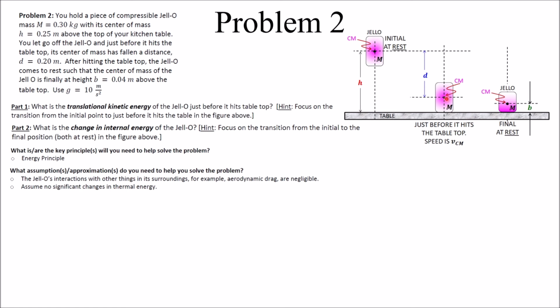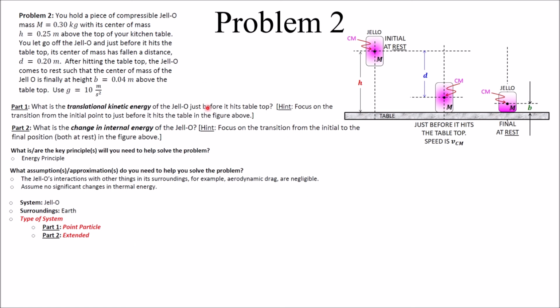We'll assume that there are no significant changes in thermal energy. So we'll assume that it doesn't heat up significantly during the collision or something like that, and so we can better account for the energy. In real life, things are more messy than that, but we have to make some assumptions and approximations here. So for part 1, we'll look at a point particle, and for part 2, we'll look at the extended system.